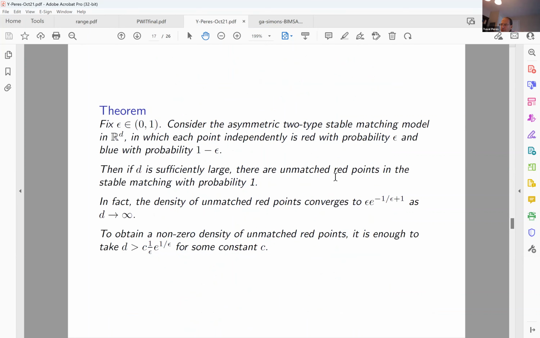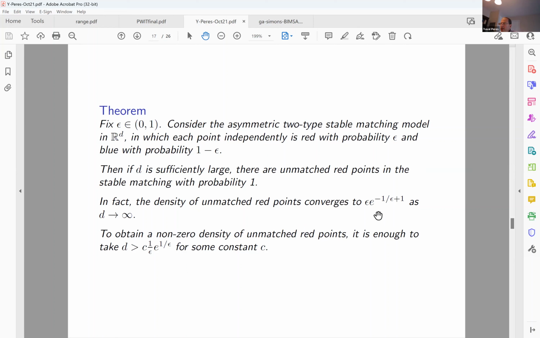So what can we prove? We can prove a version where we first fix epsilon, then we look at this model, and then we make the dimension high. So for any fixed epsilon, if the dimension is high enough, and high is really high here, it's about e to the 1 over epsilon, then we can show that even though the initial density of red points is very low, this epsilon, there are still unmatched red points at the end with probability 1. And we can even say what is the asymptotic density of the unmatched red points.